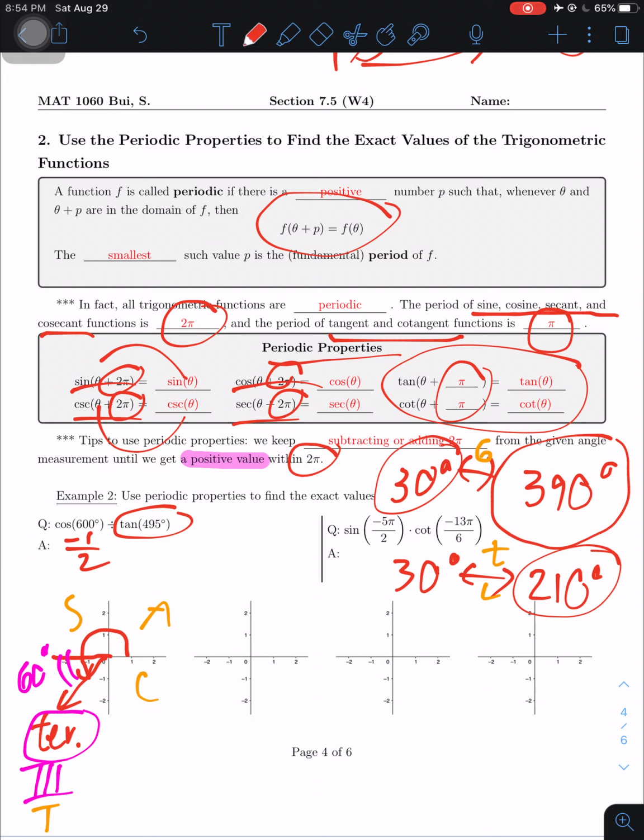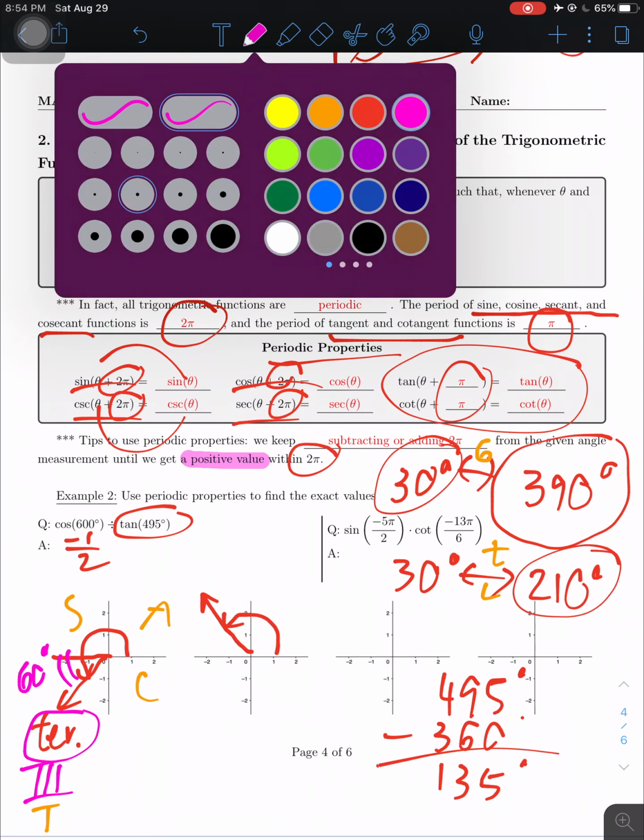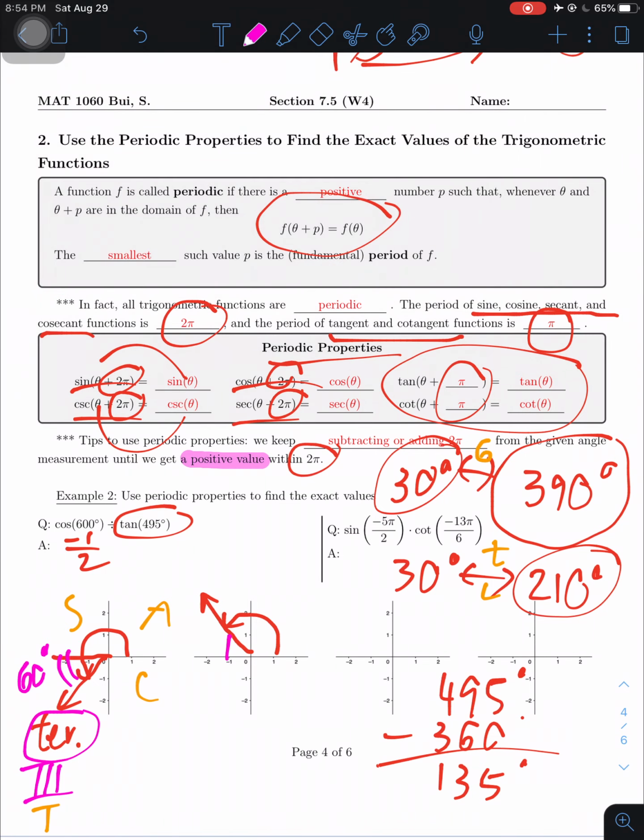All right, so for 495 minus 360, we're gonna have 5 in here, 3 in here, and 1. We have 135, and this is less than 180. So that's the side that is gonna lie in the second quadrant right here. Then after that we're gonna find a reference angle. So the reference angle should be this one.